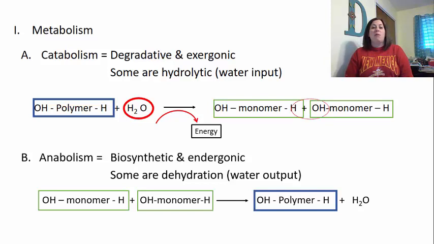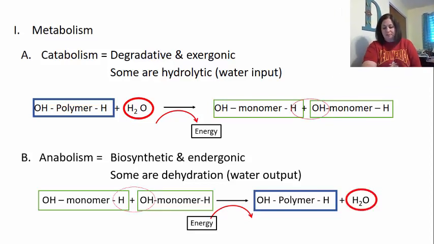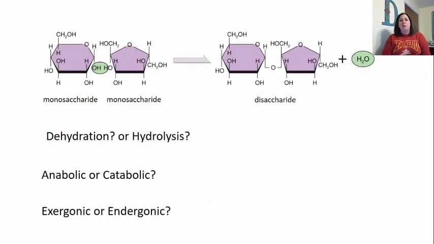So we're going to take a monomer plus a monomer. Okay, when we do this, we're going to add energy in. So we're going to put energy in. This energy is going to be added into the bonds, creating the polymer, and water is going to come out of the reaction.